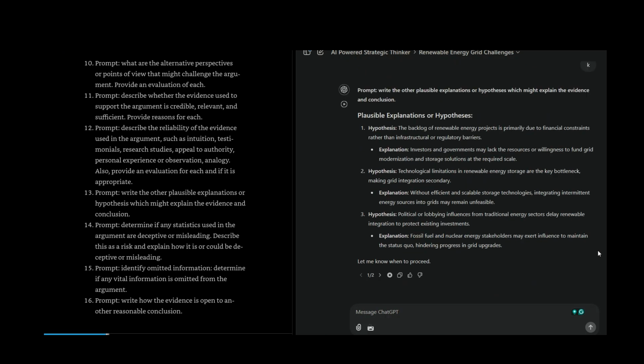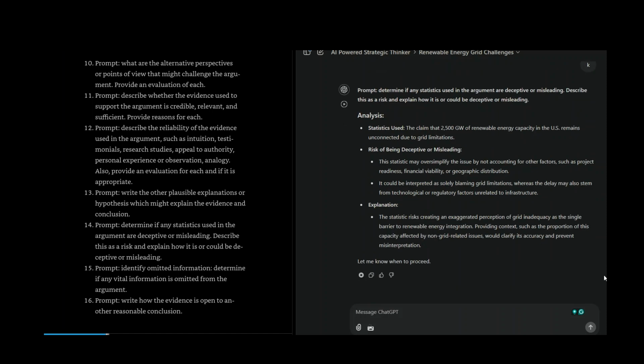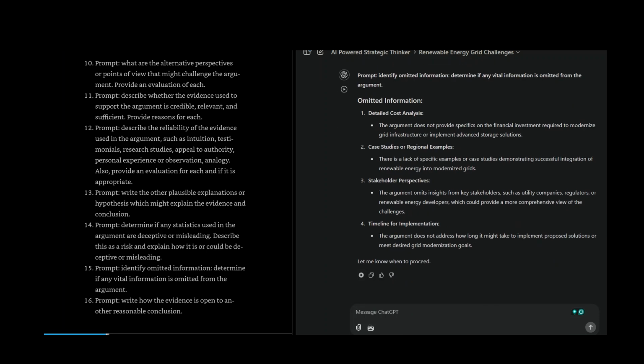11. Write the other plausible explanations or hypotheses which might explain the evidence and conclusion. 12. Determine if any statistics used in the argument are deceptive or misleading. Describe this as a risk and explain how it is or could be deceptive or misleading. 13. Identify omitted information. Determine if any vital information is omitted from the argument. 14. Write how the evidence is open to another reasonable conclusion.